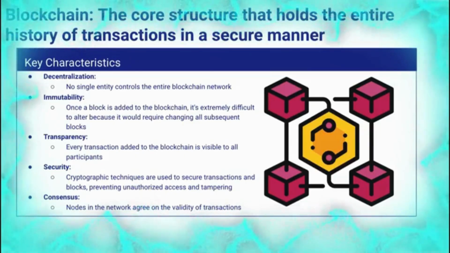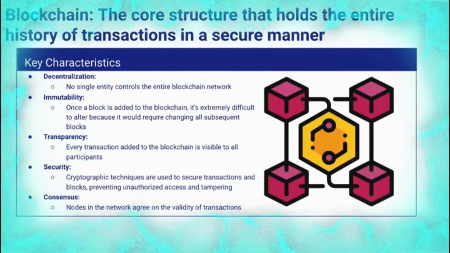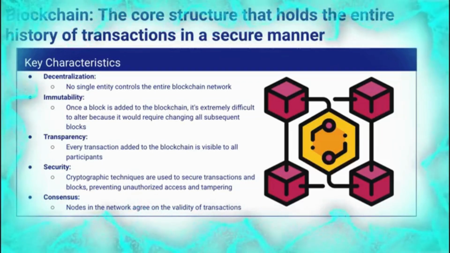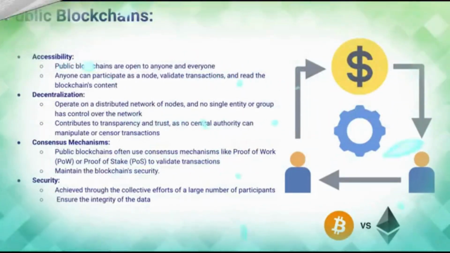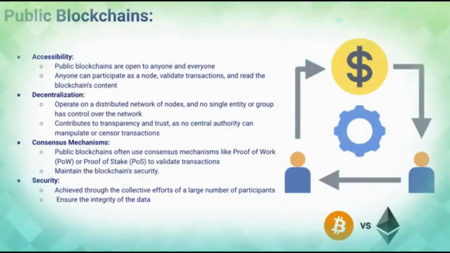In summary, blocks, transactions, and the blockchain itself are the foundational components of a blockchain network. They work together to create a decentralized, secure, and transparent system for recording and verifying digital interactions. Now let's talk about public versus private blockchains. Public and private blockchains are two distinct variations of blockchain networks, each designed to cater to different use cases and requirements. Here's a breakdown of the differences between public and private blockchains.